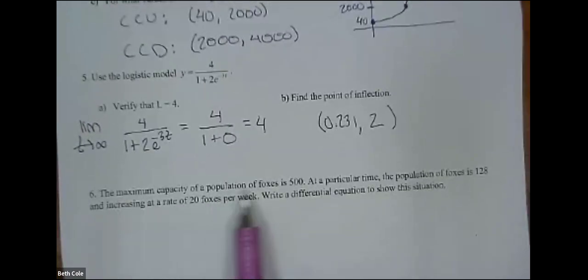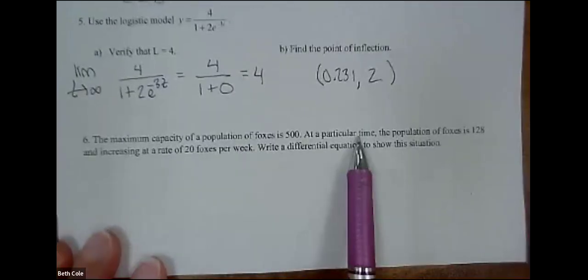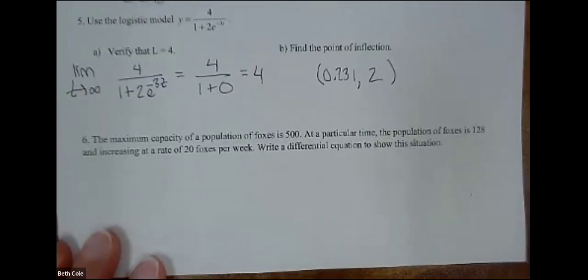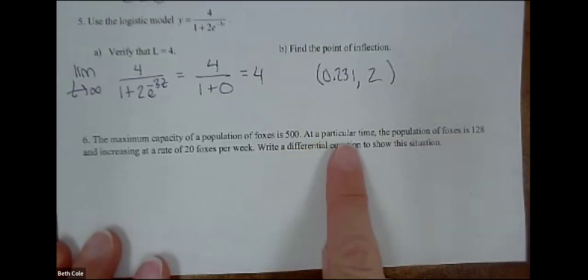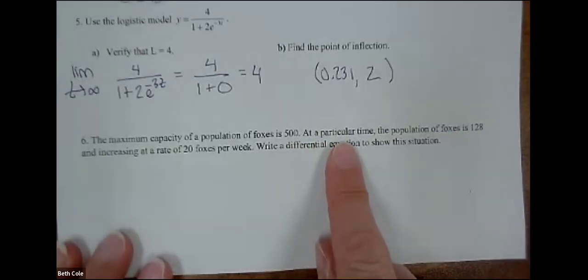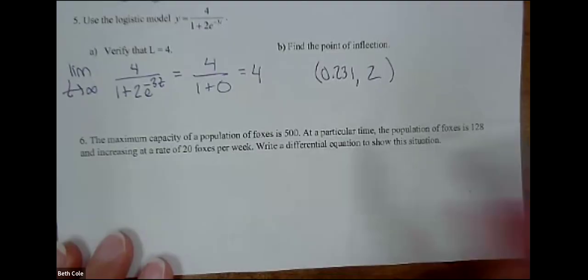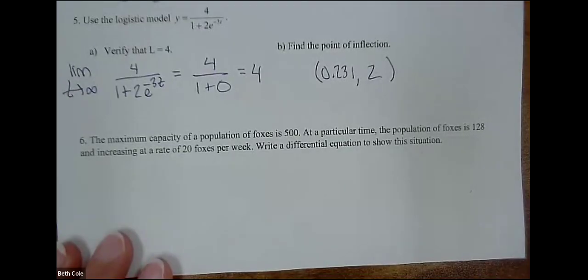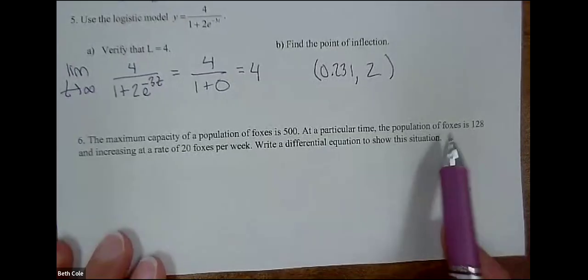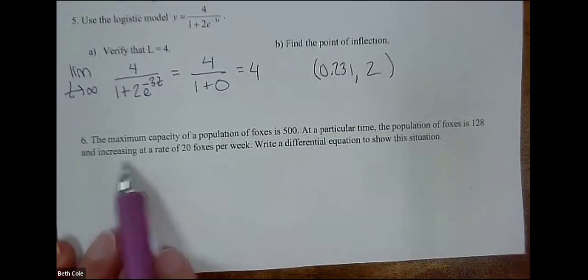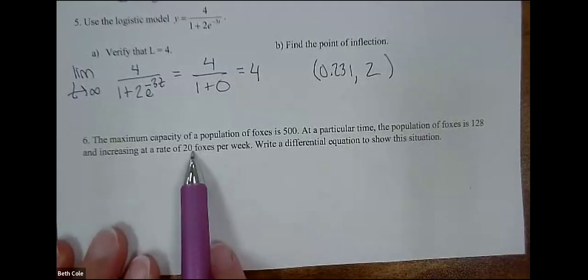All right, last one. Maximum capacity of a population of foxes is 500. That's your L value at a particular time. When you go to your Delta Math, it's going to say at time, and they'll give a number. You don't need that, though. It can be any particular time. Do you get what I'm saying? The time does not actually matter. So if they say at time 7, throw that out. You don't need that. At some time, the population is 128 and increasing at a rate of 20 foxes per week.